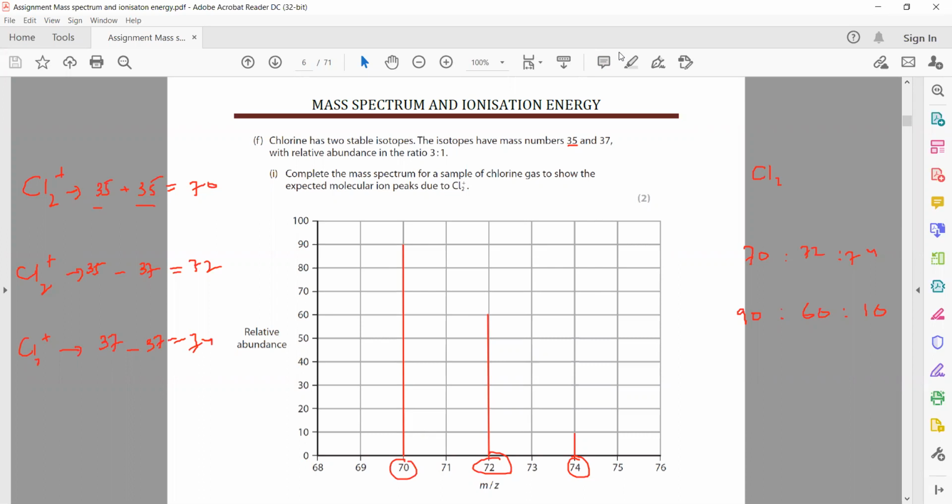And how do we work out these peaks, like how we know one is 90, another is 60, another is 10 only. You can clearly see the ratio is 3 to 1 for the molecules. So when we mention this, it will be 75% and this is 25%. That is 75% for Cl2. So half of 75, that will be 75 divided by 2, which is approximately 37.5. And 37.5 multiplied by 2.